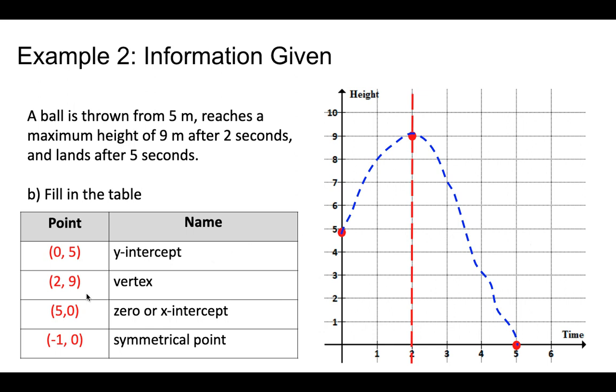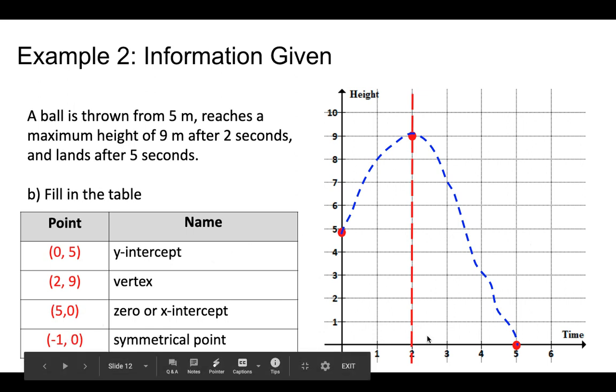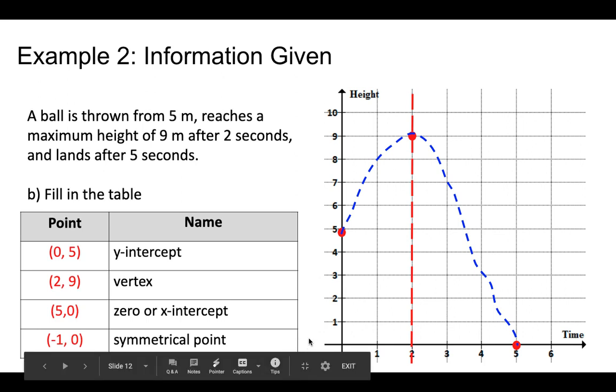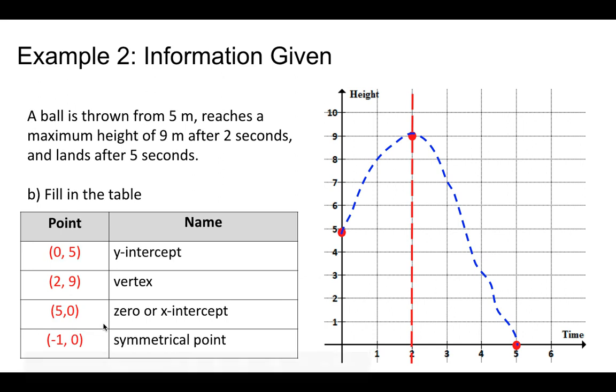Now, to find this other point, remember we can use the idea that our points are symmetric about the axis of symmetry. So if I look here, my 5 is 1, 2, 3 away from my axis of symmetry. So if I go 1, 2, 3 to the left, x is going to be -1. And so that becomes my other zero.